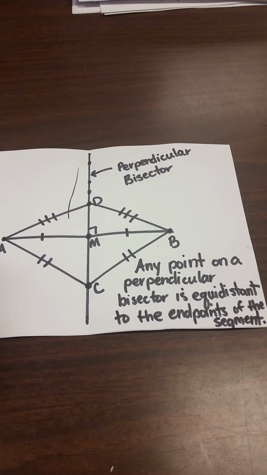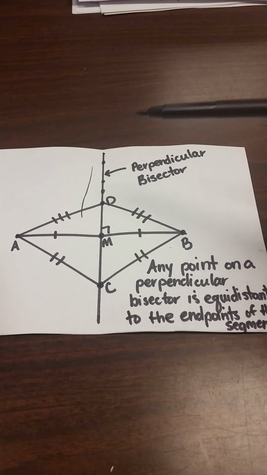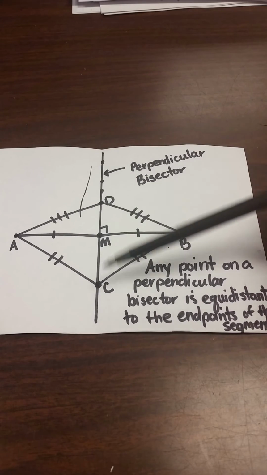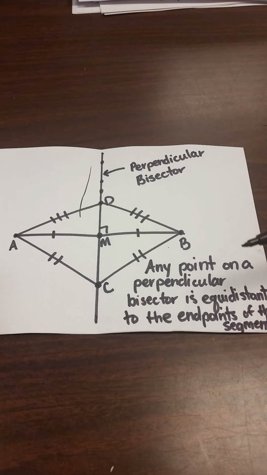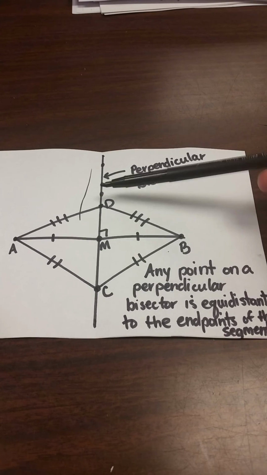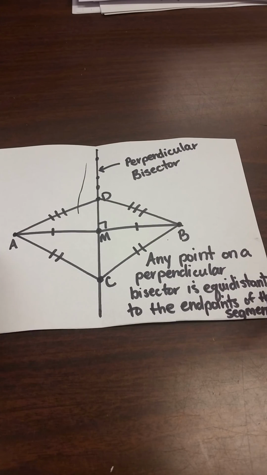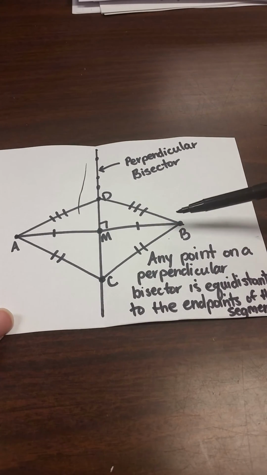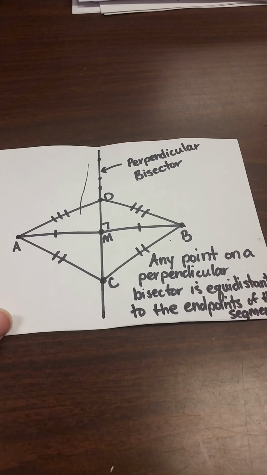So in this unit, we're going to learn about 4 different types of triangle centers, or points of concurrency, and we'll talk about that later. But this is one of the types of segments that we're going to use in this unit. And you need to know that if I have a point on a perpendicular bisector, it's the same distance to the endpoints of the segment.